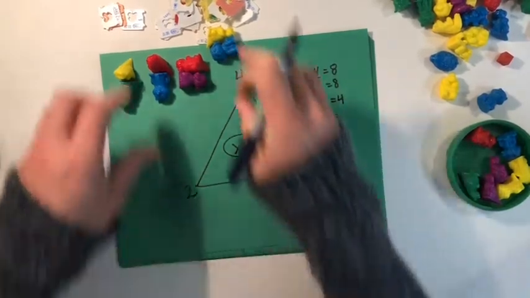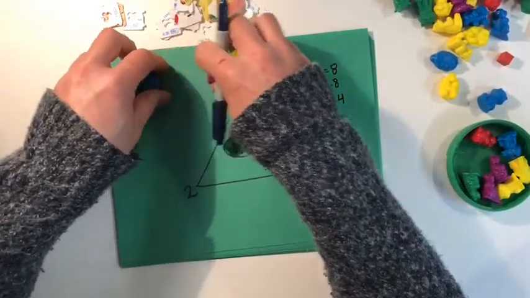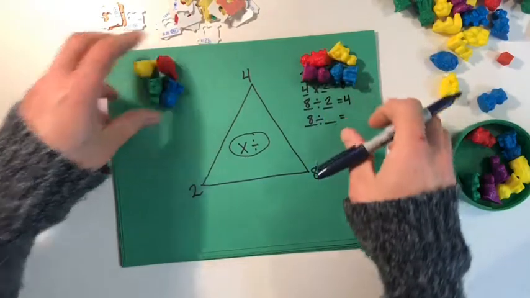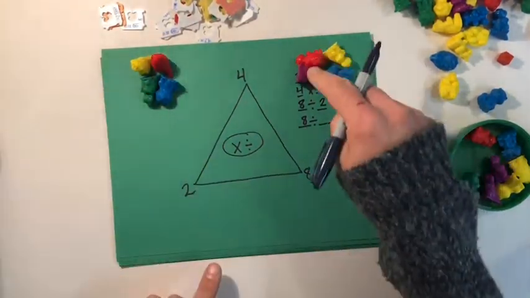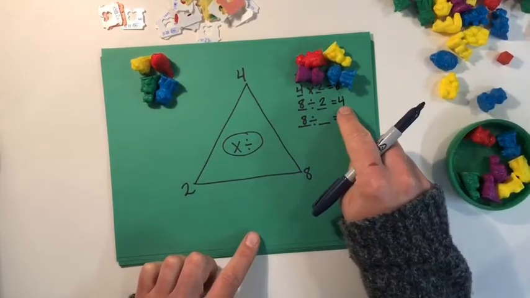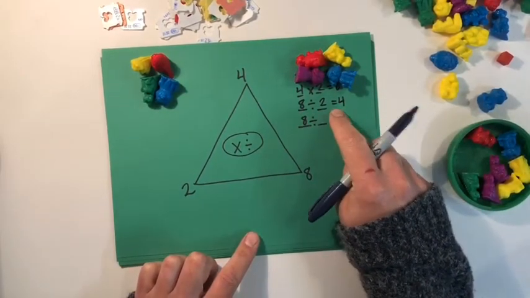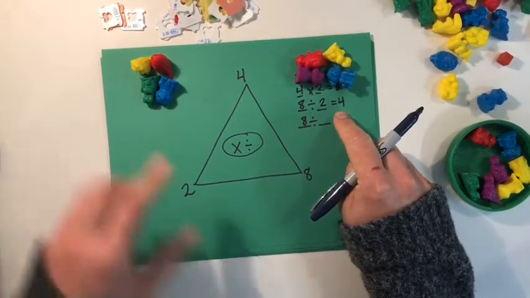We can check that. I have 8. I'm going to divide it or split it into 2 groups, 1 on each side of the triangle. 1, 2, 3, 4. 1, 2, 3, 4. There's 4 in each group. Thank you. So 8 divided by 2 is 4.